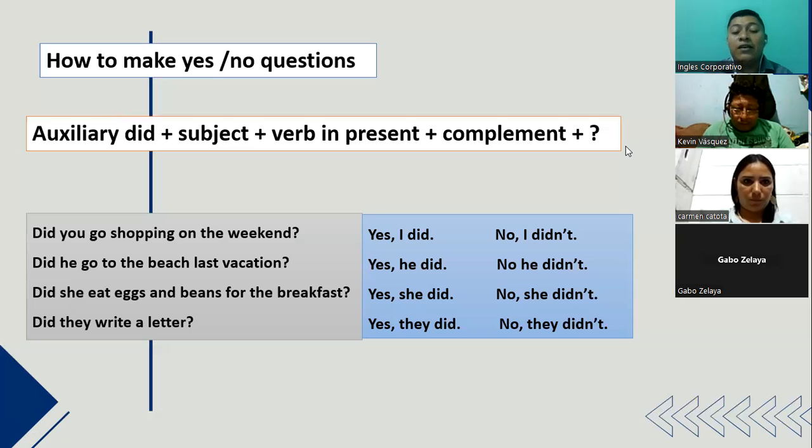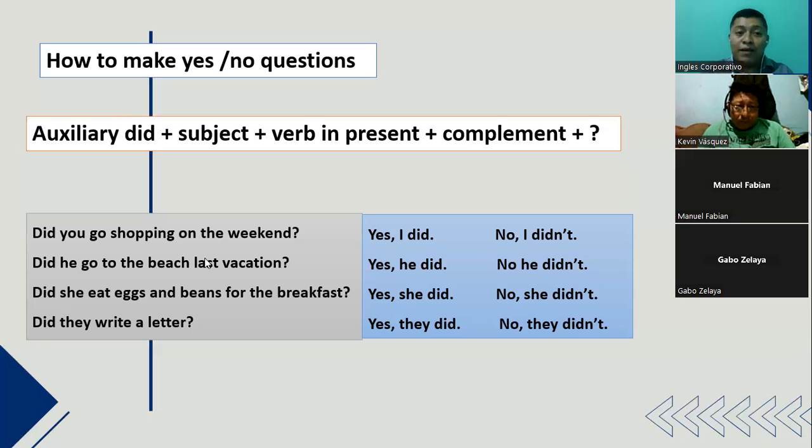Did they write a letter? ¿Escribieron ellos una carta? Then you say, yes, they did. O no, they didn't. Ok. So, tenemos que ser cuidadosos con el sujeto, ¿verdad? Para poder dar una respuesta correcta. Do you have any question in this part? Any doubt? Any comment? No, no question.